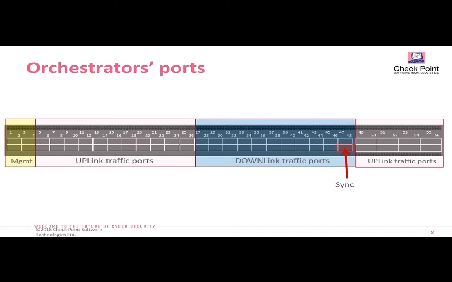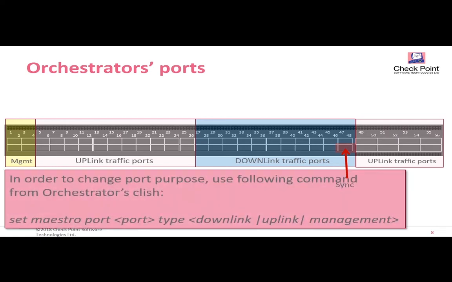And then ports 49 through 56 are all the quad small form factor ports. Those are also by default uplink ports. And again, you can insert a four-way splitter into those quad ports, but you do it to the top port, and that disables the port below it. So you lose that port, but you get 4 new ports. And you can change the purpose, the designation of a port on the orchestrator with the command set maestro port number type, and then what kind of port you want it to be: downlink, uplink, or management. So you can shift the purpose of a port from, for instance, an uplink port to a downlink port if you need more downlink ports.